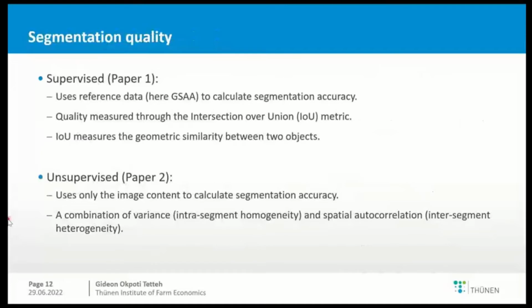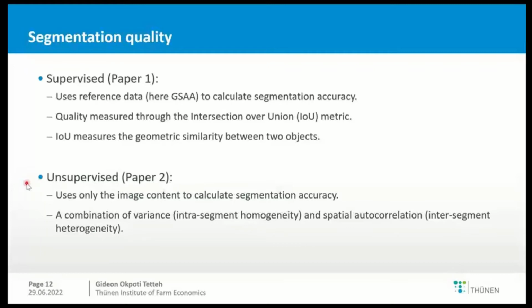So back to segmentation quality. There are 2 ways you can measure the quality of segmentation. The first is supervised, which is the first paper. Here I use the reference data, in this case the GSAA parcels, to calculate the geometric match between the segmentation and the reference data. Here I use the well-known intersection over union metric.